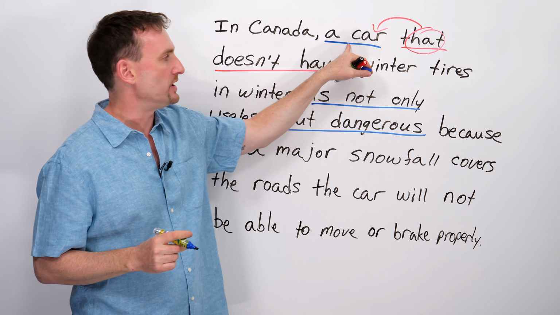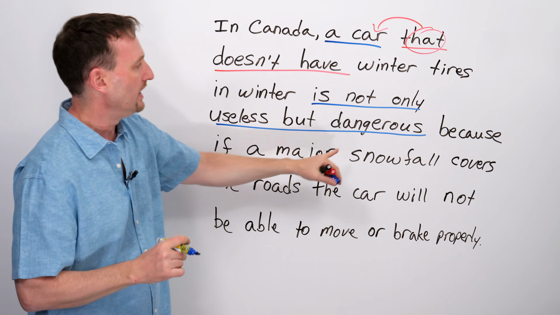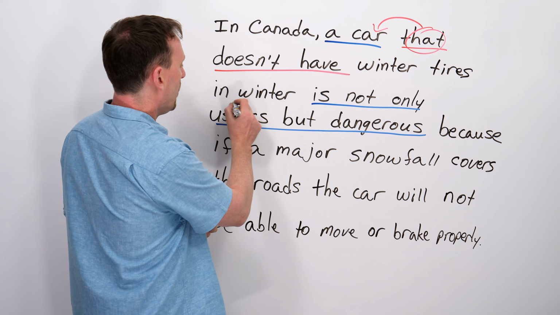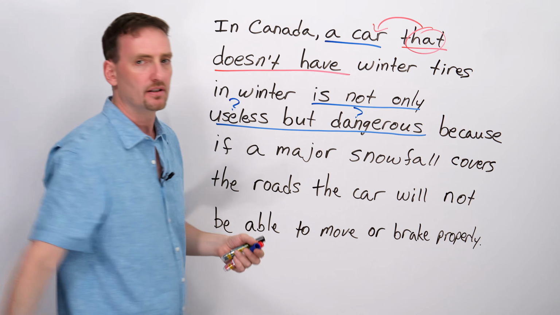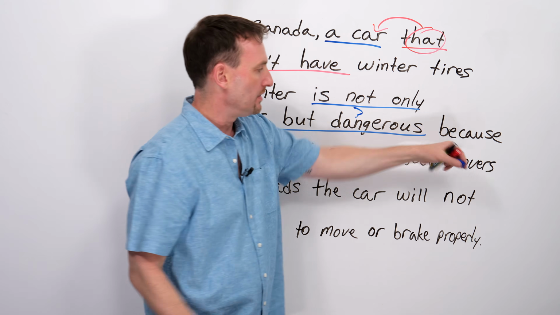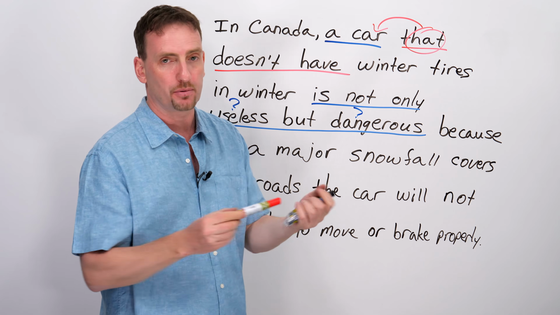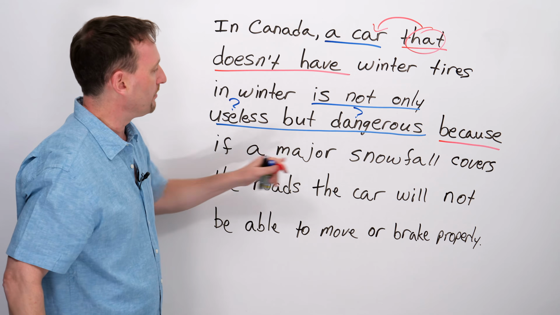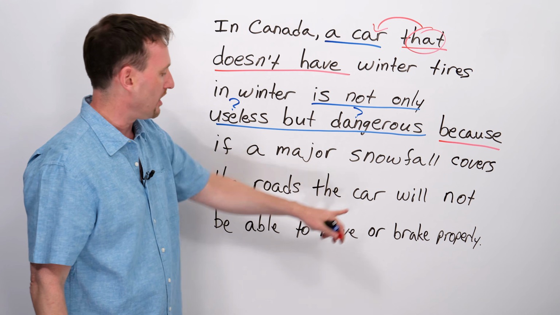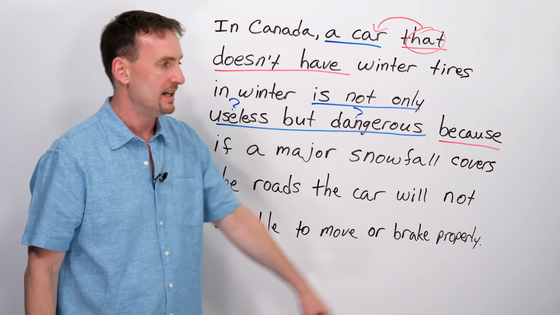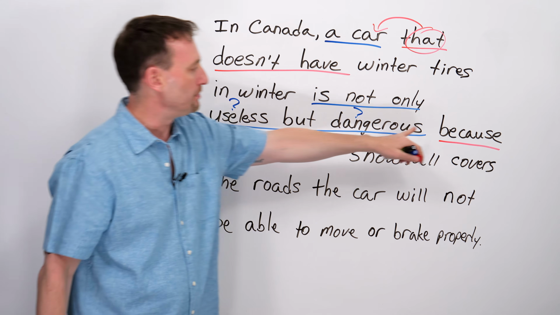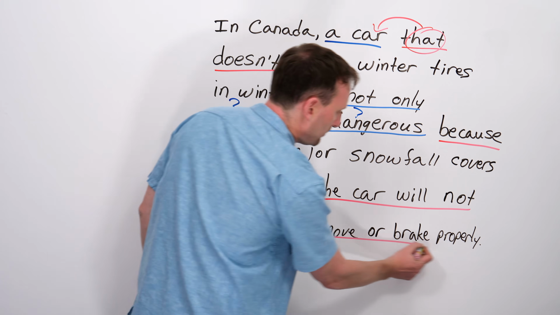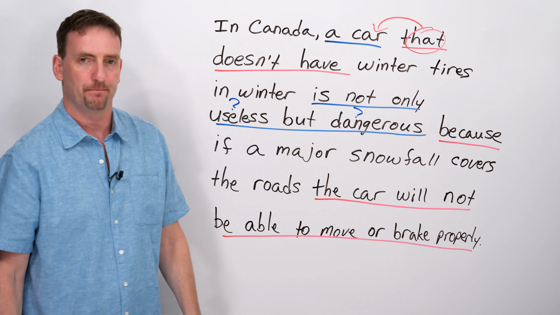You're identifying which type of car we're talking about specifically, and here we're going to give some more information. We're going to explain why it is useless, why it is dangerous, and we're going to start with "because," an adverb clause to show reason. Because if a major snowfall covers the roads, the car will not be able to move or brake properly. So it's useless and dangerous because the car will not be able to move or brake properly.